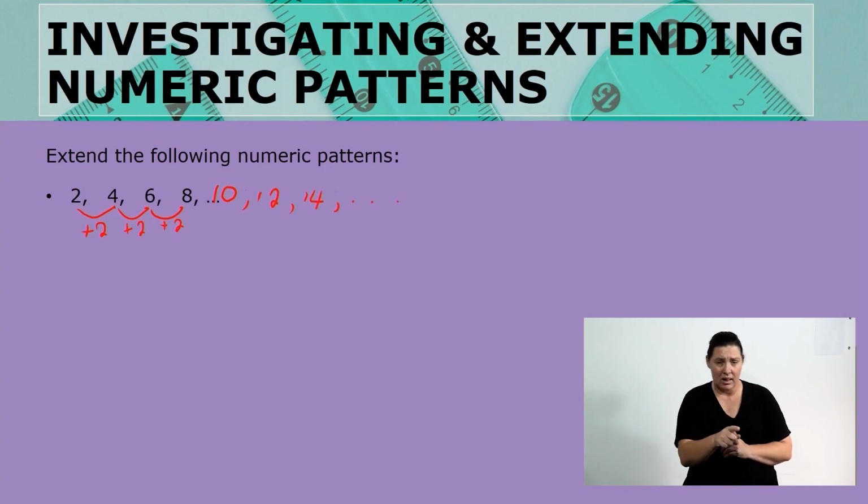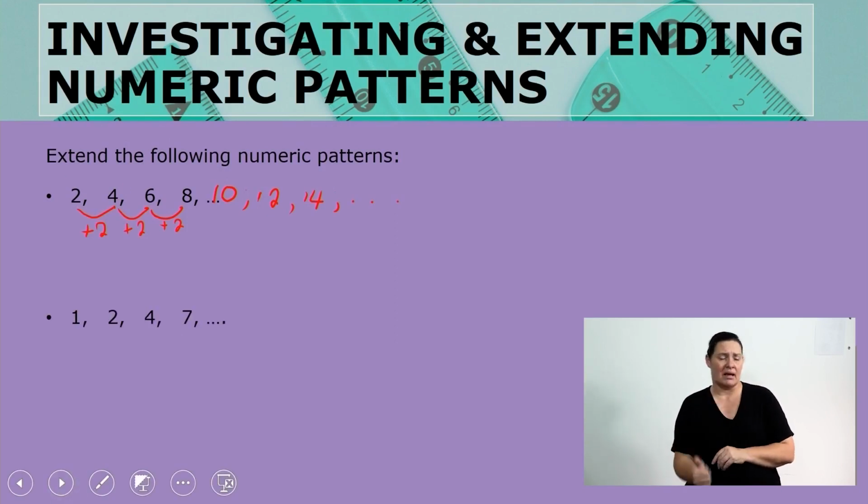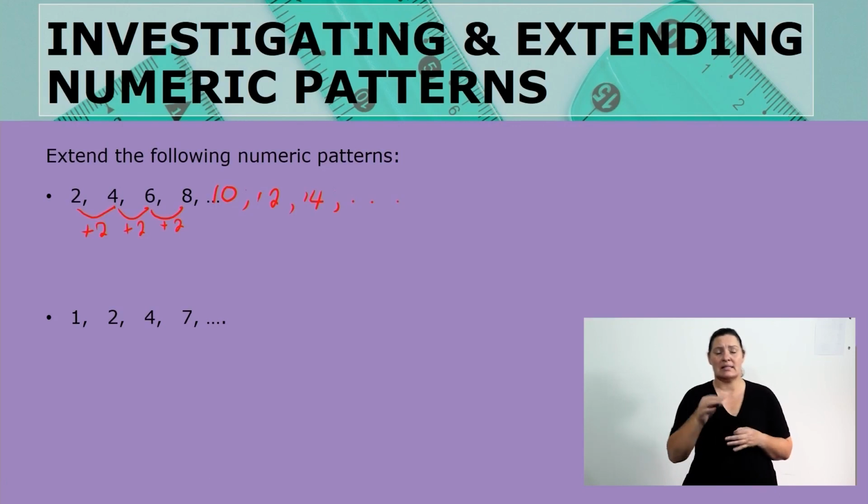Do you notice that there we have a constant difference, meaning a difference that is the same? And how did we find that difference? We said that our second term minus our first term. So 4 minus 2 is 2, but also 6 minus 4 is also 2. So that is our constant difference. Let's look at the next one and see how we can extend this pattern.